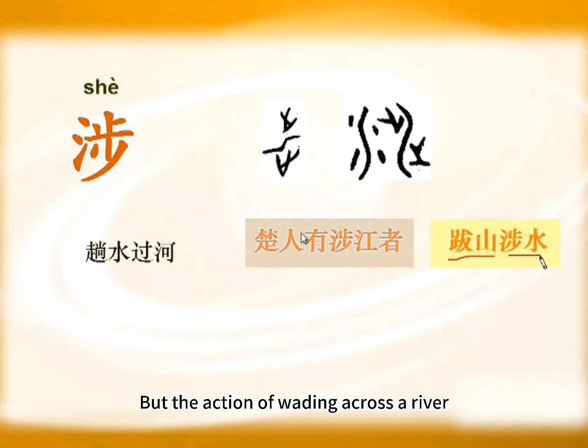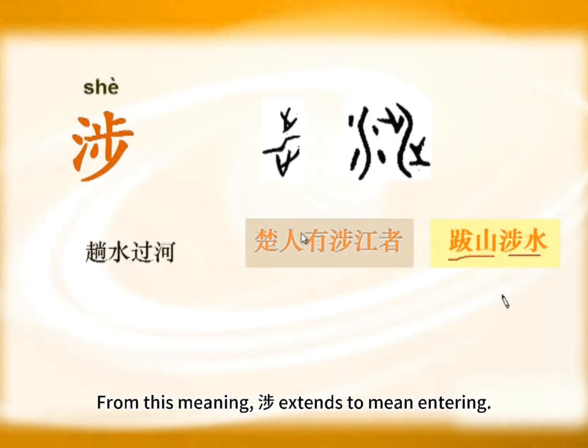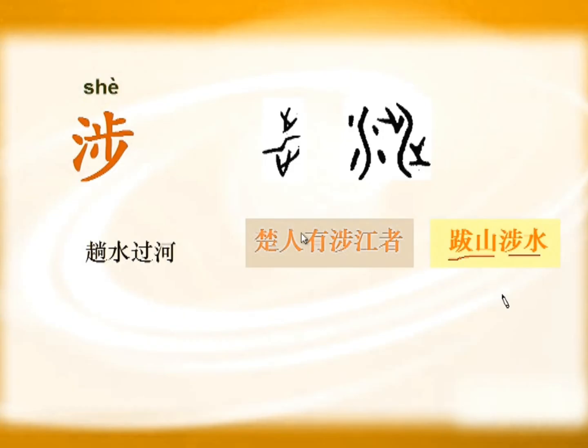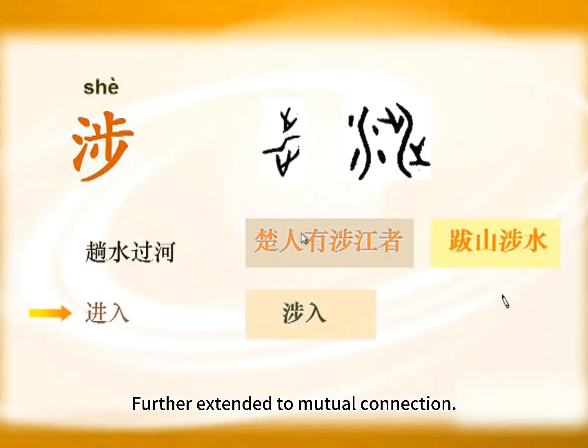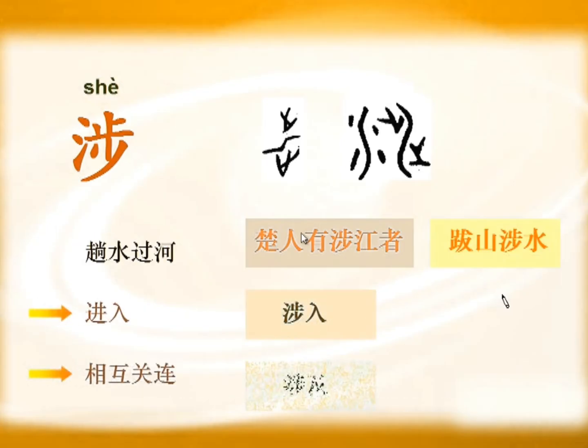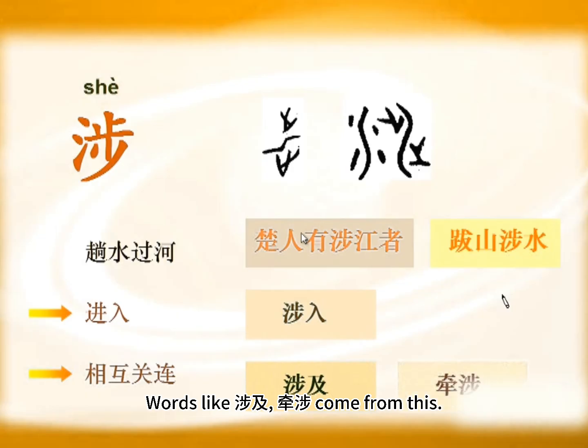But the action of wading across a river is different from going by boat. It requires putting feet in the river. From this meaning, 涉 extends to mean entering. So 涉入 means to enter. Further extended to mutual connection. Words like 涉及, 牵涉 come from this.